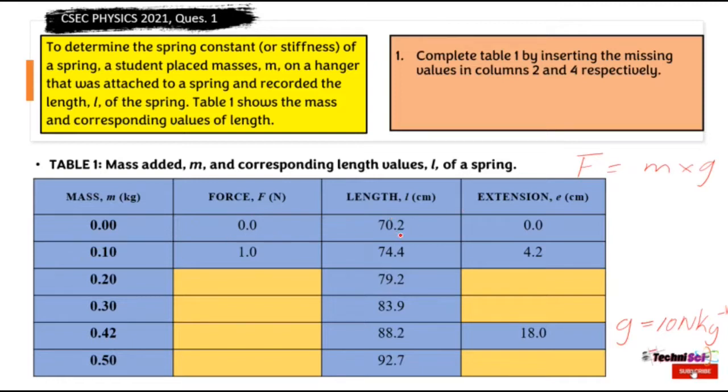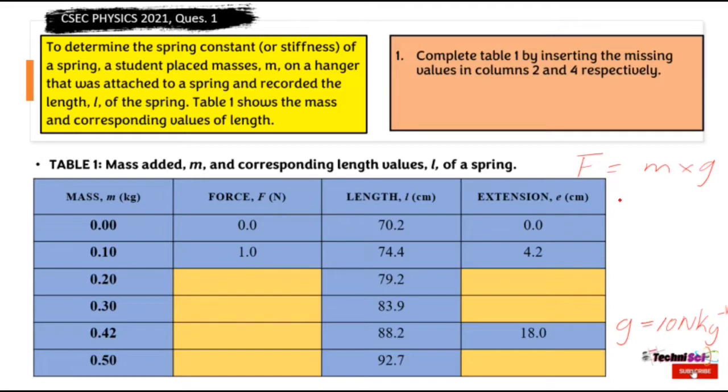Now the length, 70.2, is telling us that the original length of the spring when nothing is on it is 70.2 centimeters. So that means there is no extension. No mass added, no extension. Then we look at the second row, where the mass is 0.1 and the force is 1.0. Remember I said there are two values that we can use: 9.8 newtons per kilogram, or we round it up to 10. Given the relation between these two values, we can see that the value used in this question was 10, and so we'll be using that value.